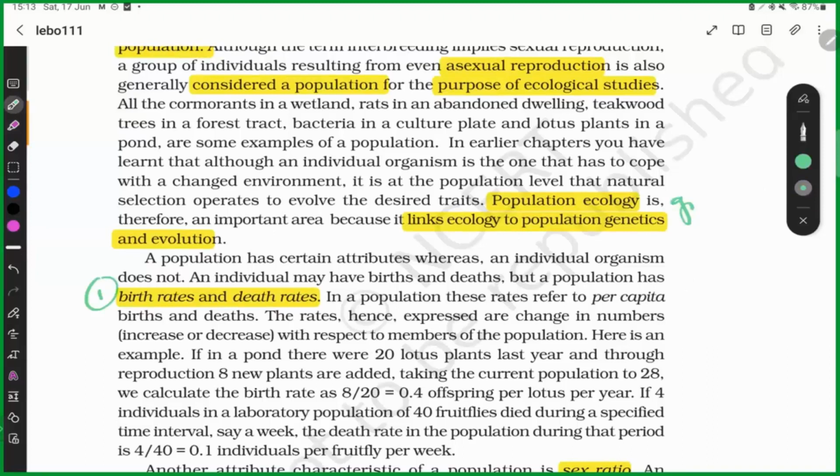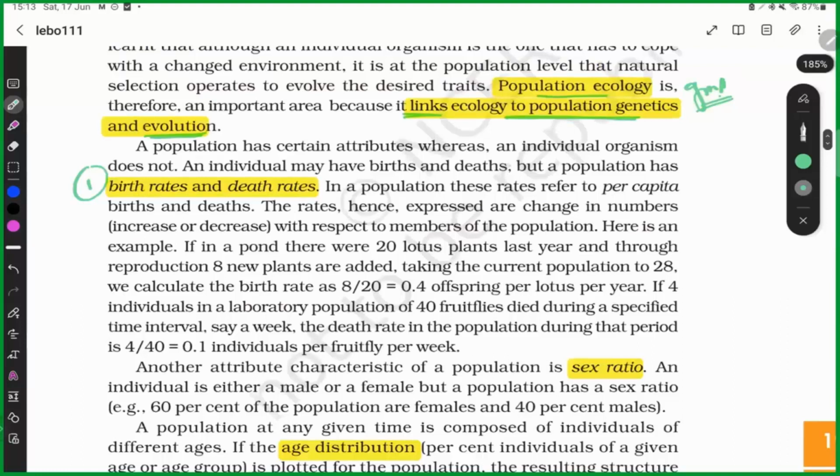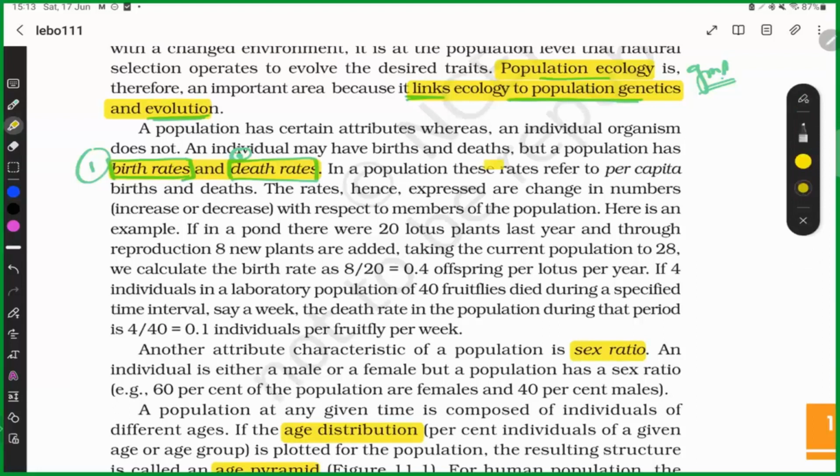Population ecology is a bridge, or it links ecology to population genetics and evolution. Okay. Then what are the attributes of population? First attribute is birth rate. Second is death rate. This is important here. These rates refer to per capita birth or death. Per capita means per person.